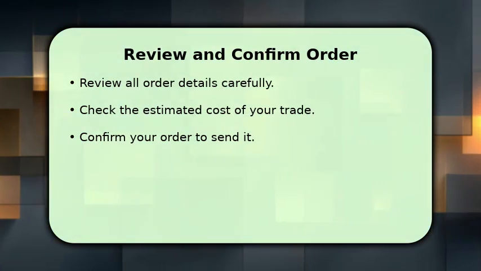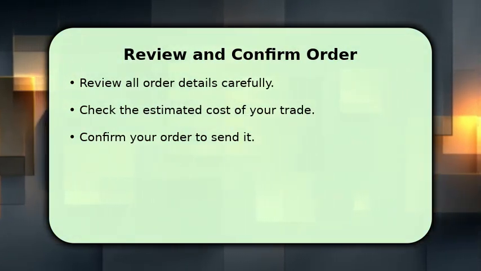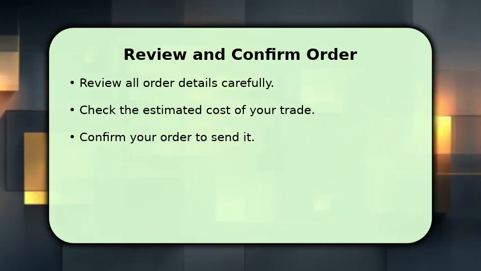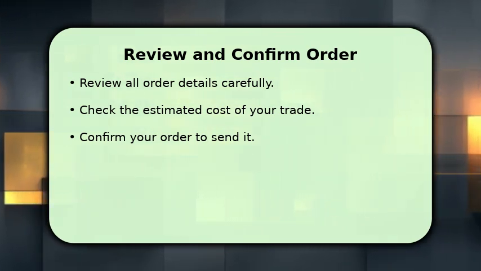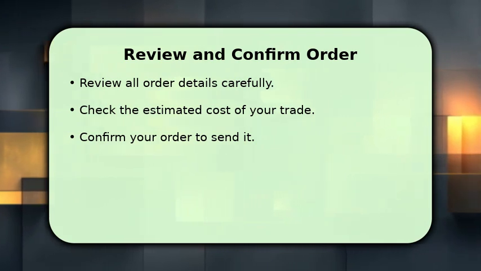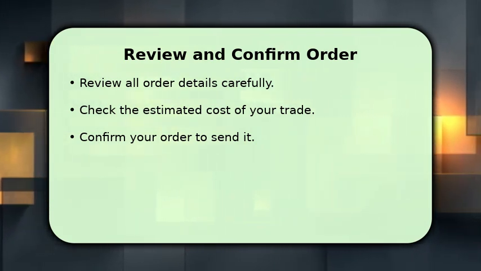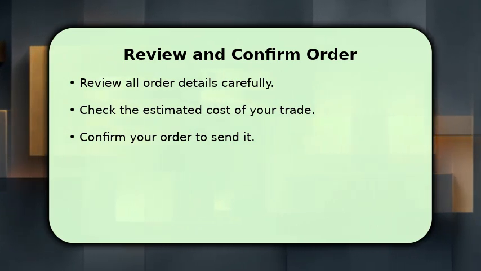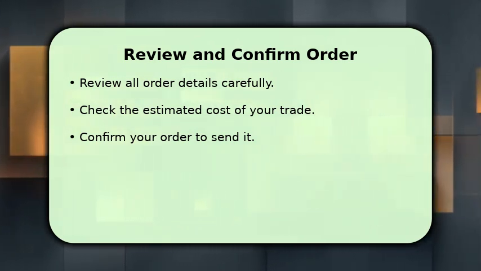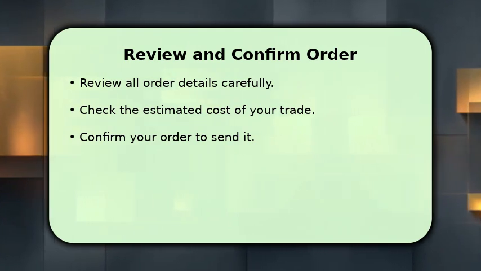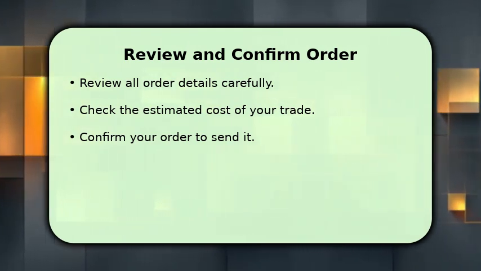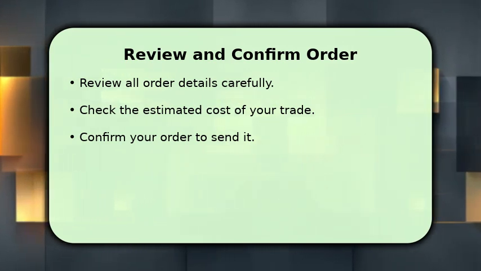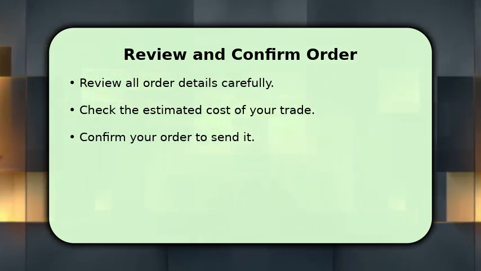Before finalizing your purchase, it is vital to thoroughly review all the details of your order. Double-check the stock symbol, the quantity of shares, and the chosen order type to prevent any errors. Pay close attention to the estimated cost of your trade, which includes commissions and fees. Once you are completely satisfied that all information is accurate, confirm your order to send it to the market. This careful review helps ensure your trade aligns with your intentions.